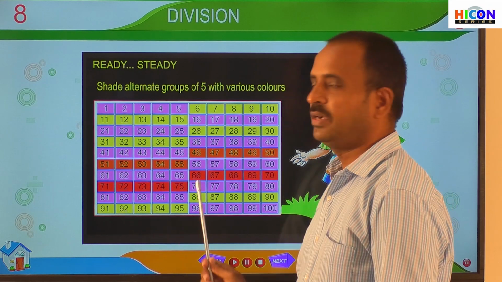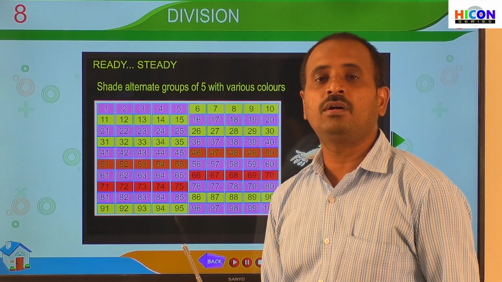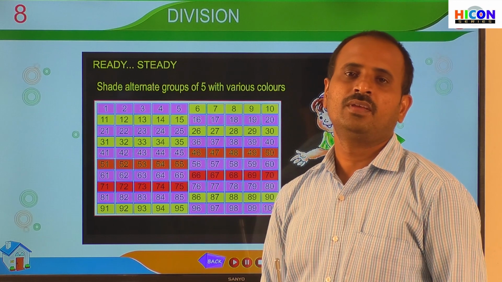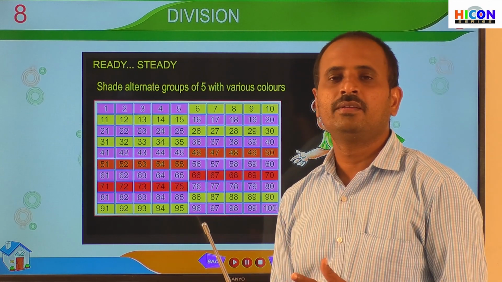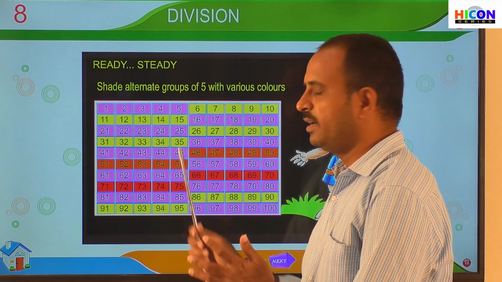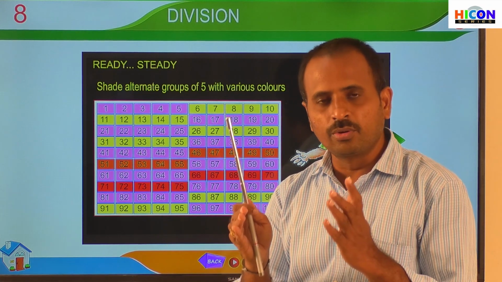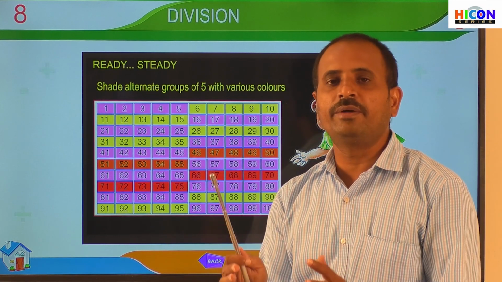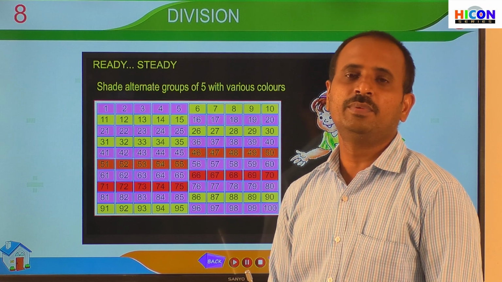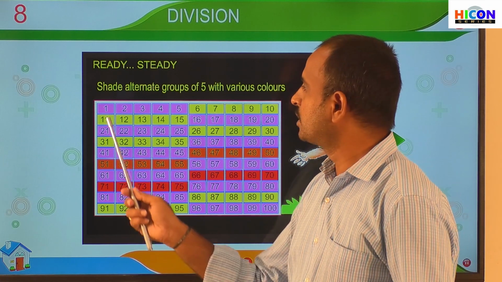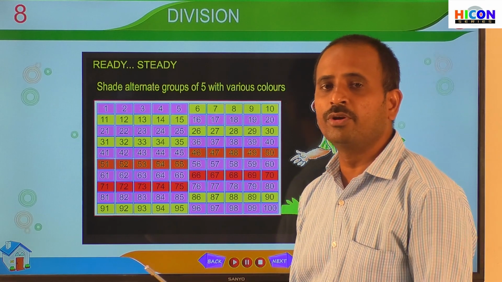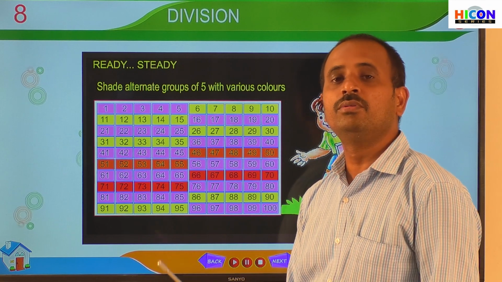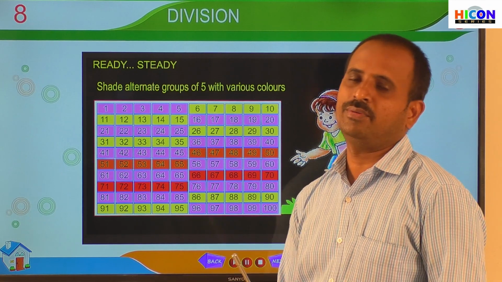From 1 to 100, there are a total of 20 groups of 5. That means we have divided the numbers from 1 to 100 into 20 groups having 5 numbers each. We have divided the numbers from 1 to 100 into how many groups? We have divided them into 20 groups of 5.